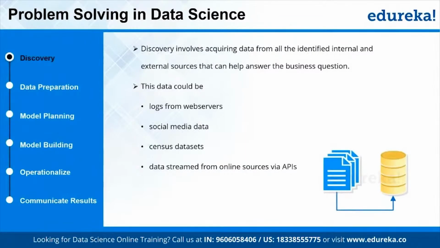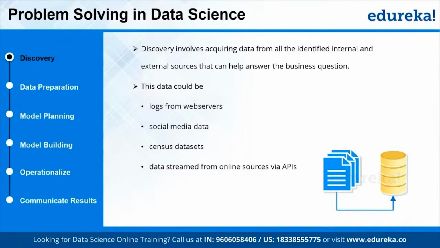First of all, discovery. Discovery involves acquiring data from all the identified internal and external data sources. If you say that the data is not enough and we need more data, then you will do integration with third parties and get the data, or you'll say we need this detail as well. This data can come from web servers, social media data, census data sets, or any kind of data. First of all, collect enough data.